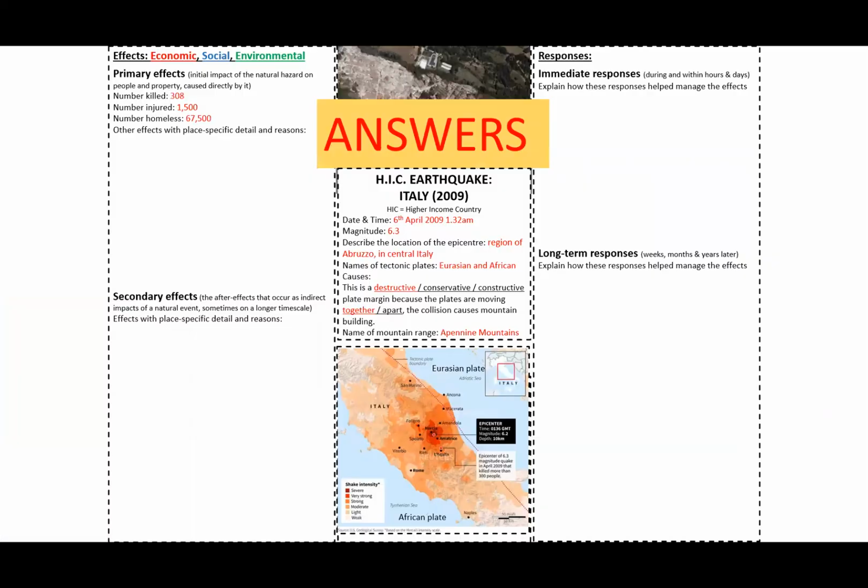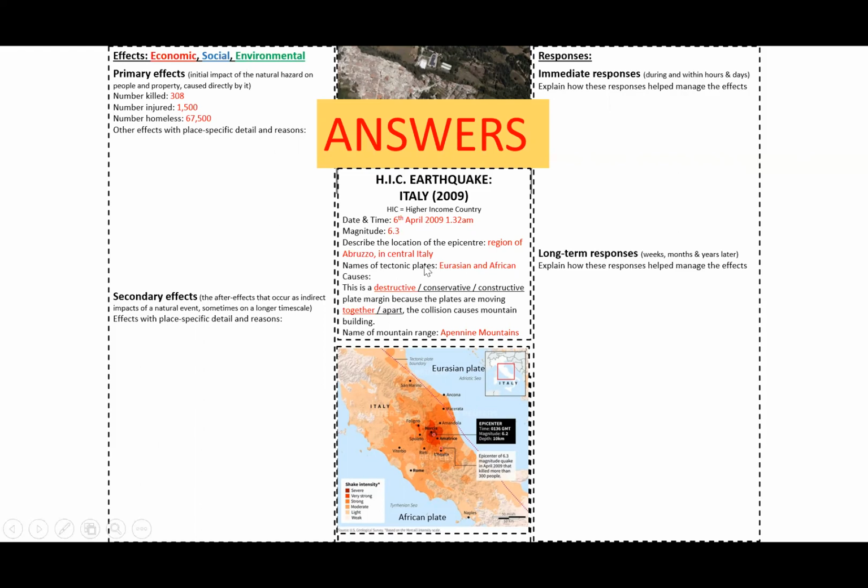So we'll go through the answers for, firstly, Italy, our HIC. 308 people were killed, 1,500 people were injured, 67,500 were made homeless, and you may have some other effects written within there. It occurred on the 6th of April 2009 at 1:32 a.m. in the morning. It had a magnitude of 6.3 on the Richter scale. The location was in the Abruzzo region in central Italy.